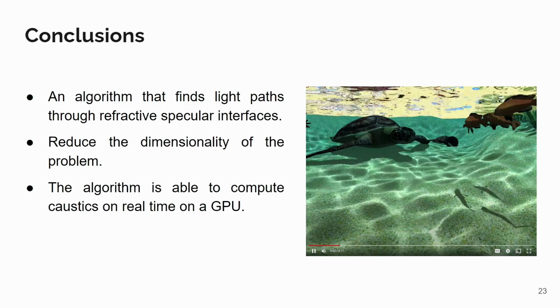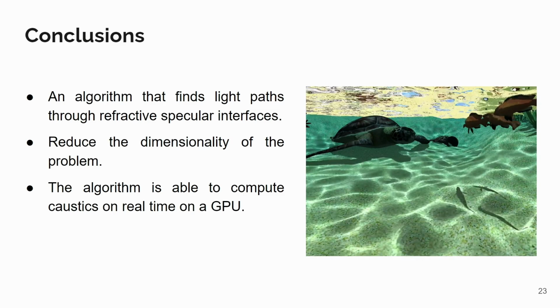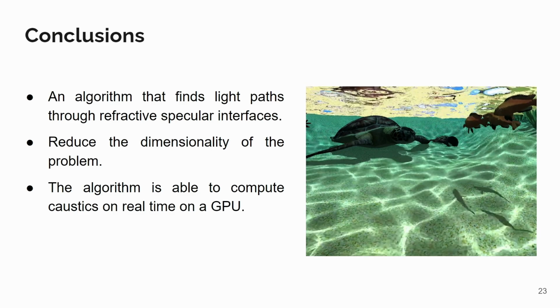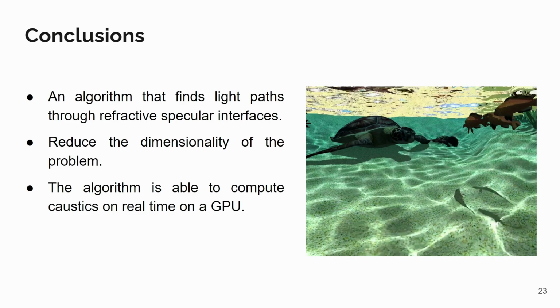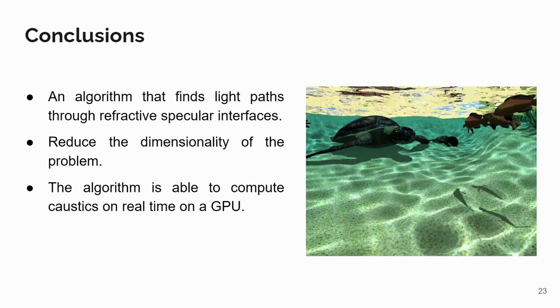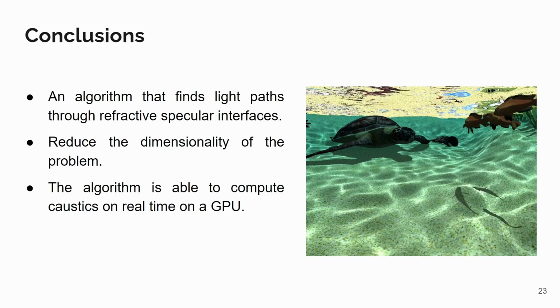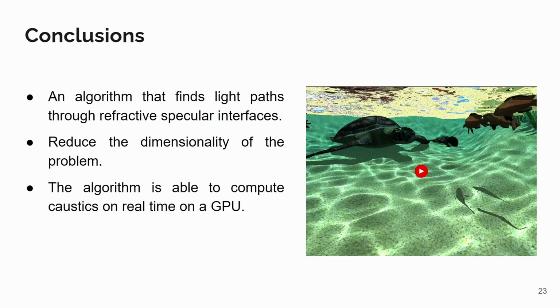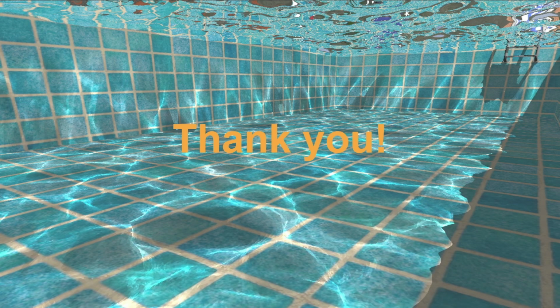And to conclude, here we have an algorithm that finds the path of the light through refracted specular interfaces, like the water. We have reduced the dimensionality of the problem, introducing the coplanarity constraint, lowering from a 3D search to a 1D search. And at the end, we end up with an algorithm that is fast enough to compute the caustics in real time on the GPU. Thank you.